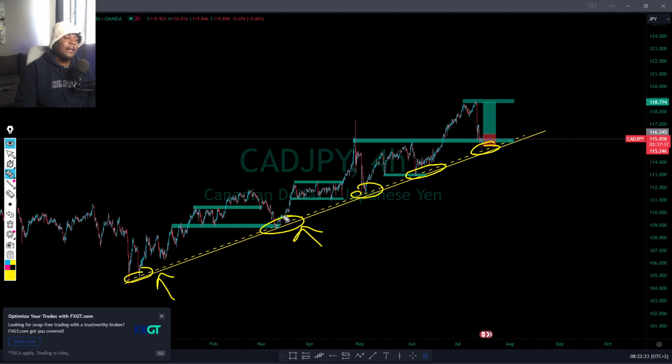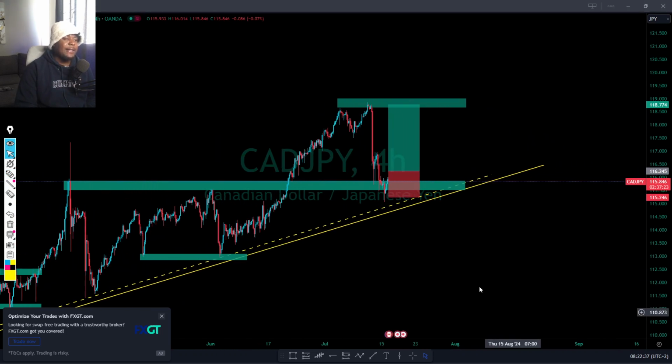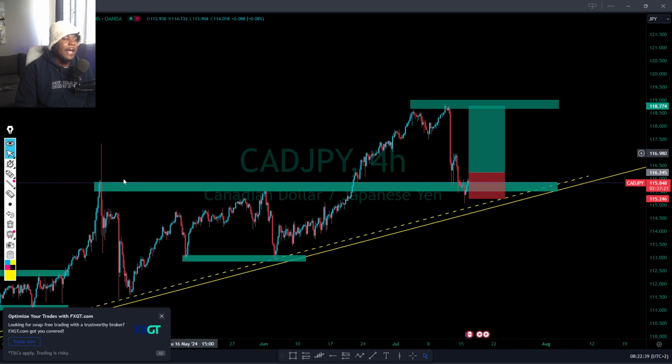So what do we expect? We expect to see what happened before, unless the market decides to break. Every time the market reaches this level of a support area, the market bounces back. That's why we have this nice buy pending order around this level, and it was a previous resistance.